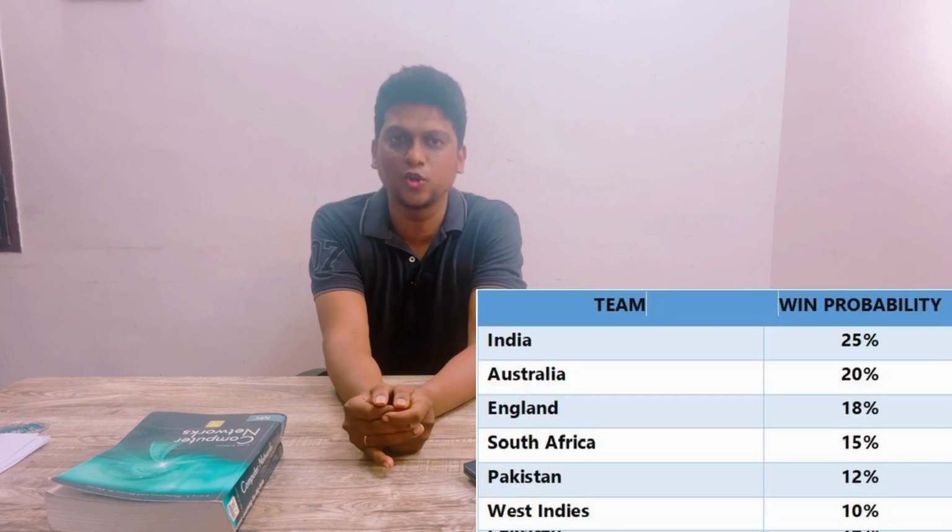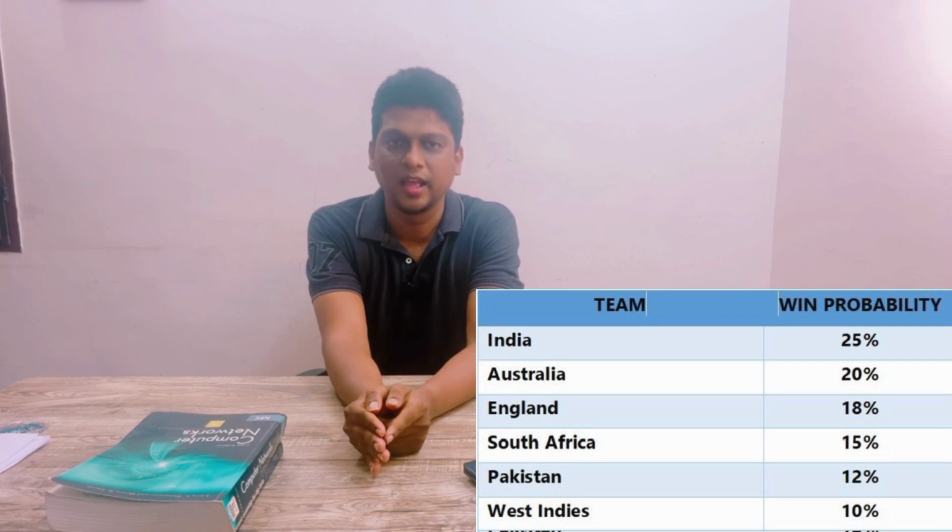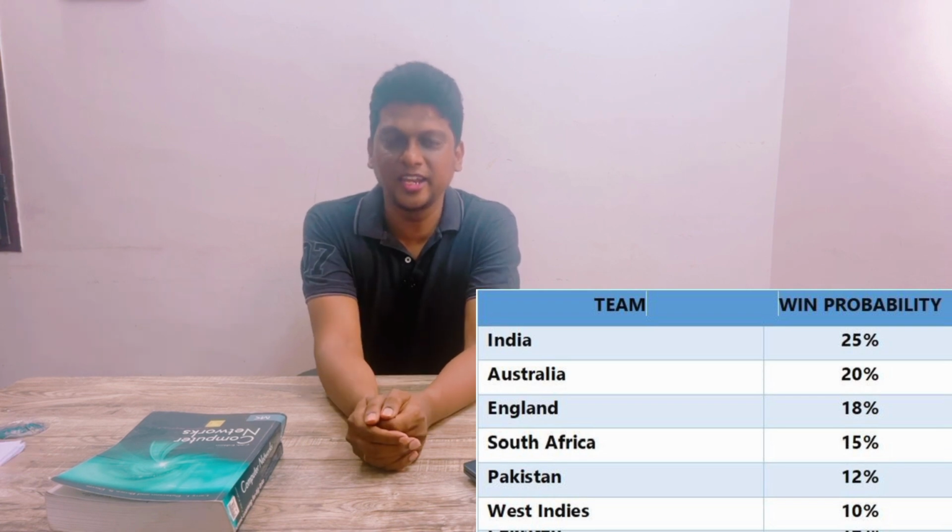So in our predictions, we are getting the following results. Number one is India, they have 25%. Number two is Australia, they have 20%. Then England with 18%. Then South Africa with 15%. Pakistan with 12%. And the host West Indies with 10% winning probability. As per our prediction, India has the highest winning probability to win this ICC title.